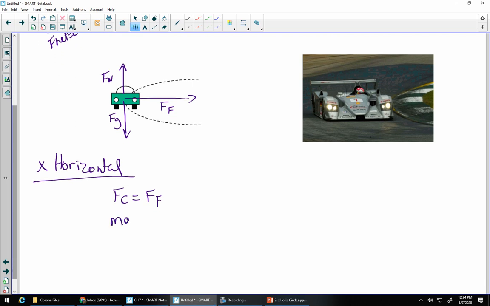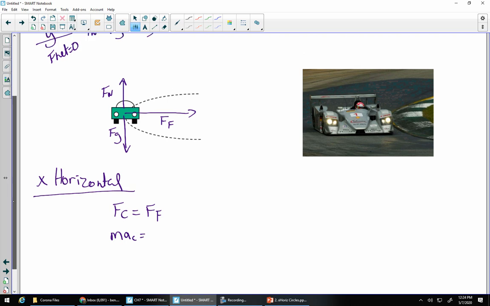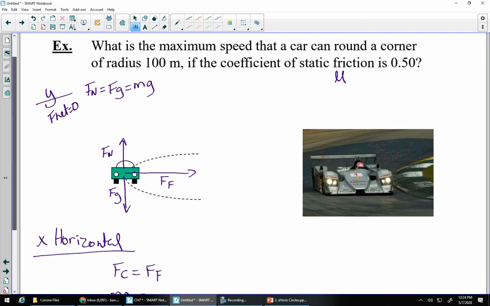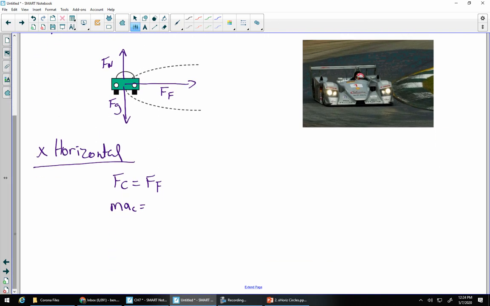So what I would do is I'd say, oh, well, this is m times ac. Already you might be thinking we're running into a problem. Where's mass in this question? Shoot, there's no mass in this question. Oh, that's too bad. I think we'll be able to deal with it, though. I think we'll be able to get through this.